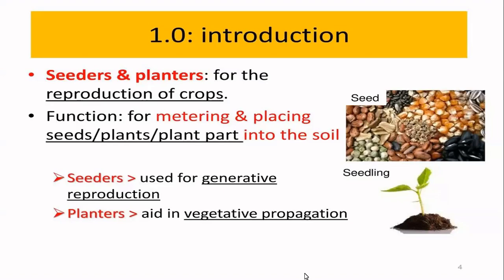Sometimes, you know how banana will propagate? What is propagation? Multiplication. Propagation is a multiplication process. So how do you propagate banana?